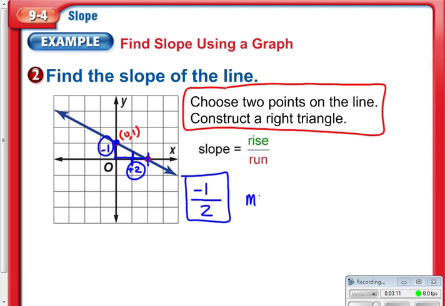Slope is written with the variable m. So -1/2 is our slope. And again, if you look at this line here, this line is decreasing. Therefore, it would have a negative slope.